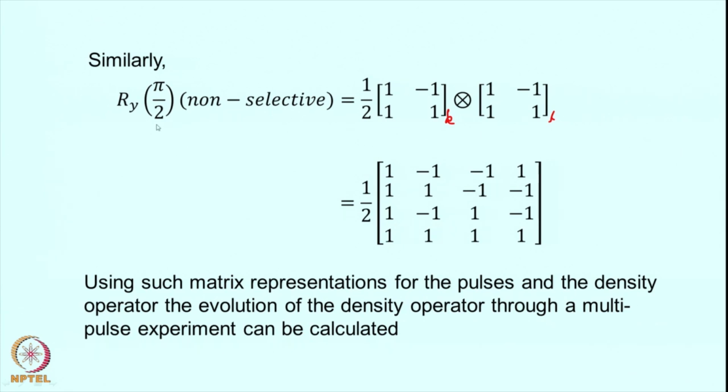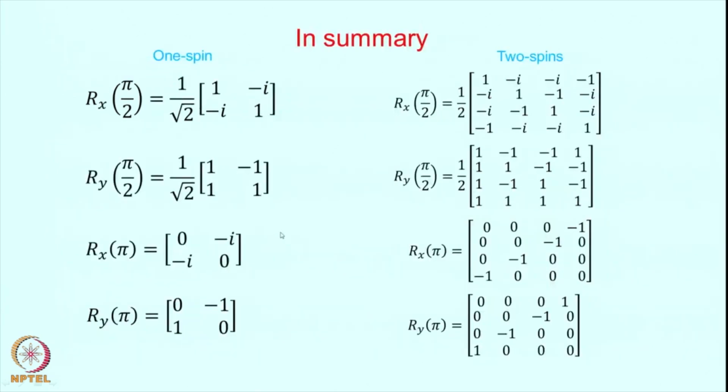So this Ry pi by 2 now consists of all real numbers, okay, whereas the Rx contains all imaginary i's also. Using such matrix representations for the pulses and the density operator, the evolution of the density operator through a multipulse experiment can be calculated. To put this all in summary, for one spin I have here 1 by root 2, 1 minus i 1 for Ry pi by 2, 1 by root 2, 1 minus 1 1 1, Rx pi is 0 minus i i 0, and Ry pi is 0 minus 1 1 0.